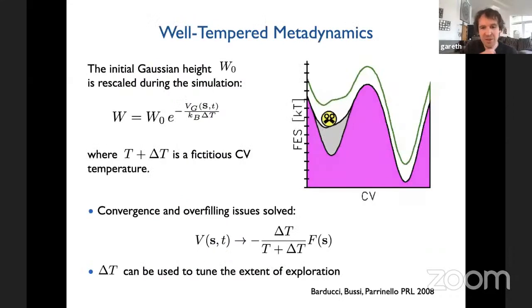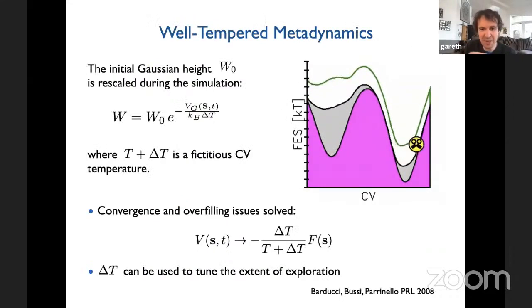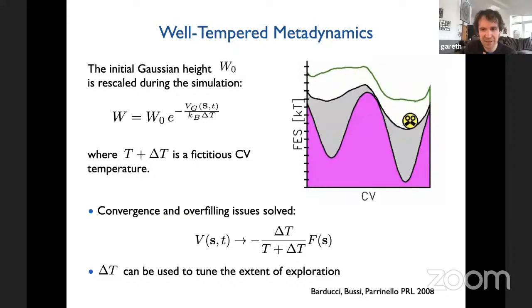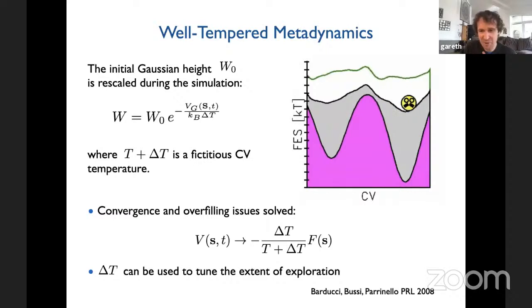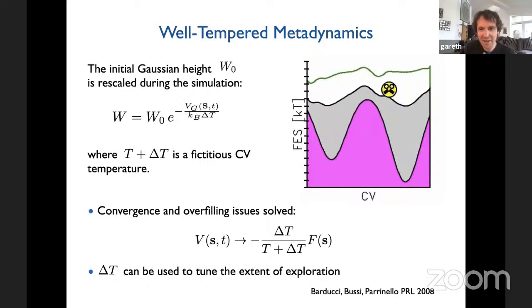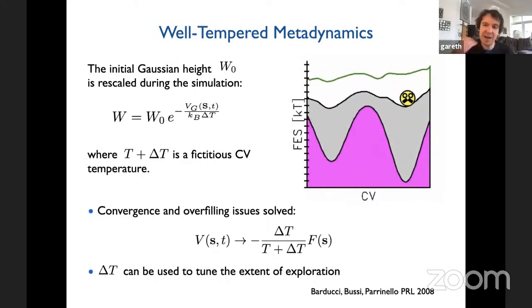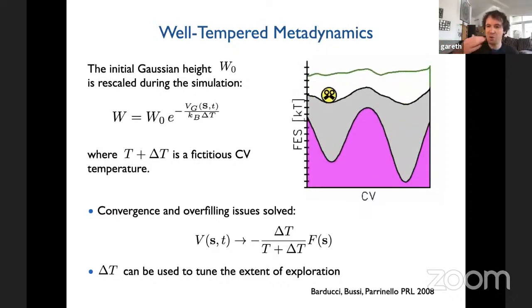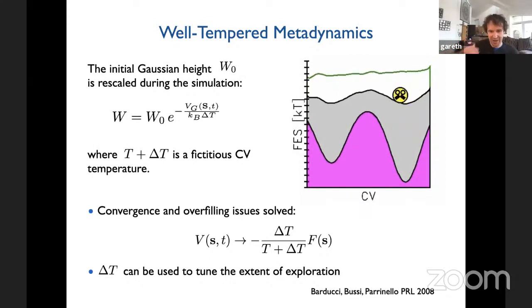So to resolve this problem of overfilling, in 2008 a new version of metadynamics came up, which is well-tempered metadynamics, which you may have heard of. Basically the difference between well-tempered metadynamics and untempered metadynamics, let's call it the original implementation, is that the heights of the hills in well-tempered metadynamics decrease as a function of time. So you're lowering the rate at which the bias is modified as the simulation progresses.